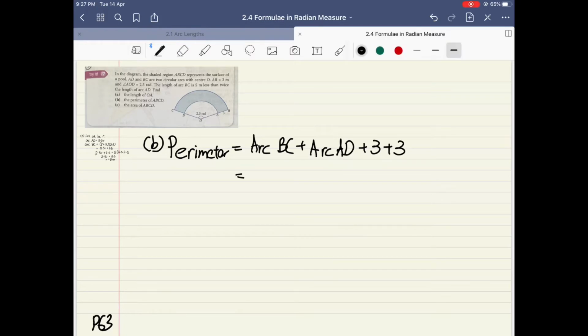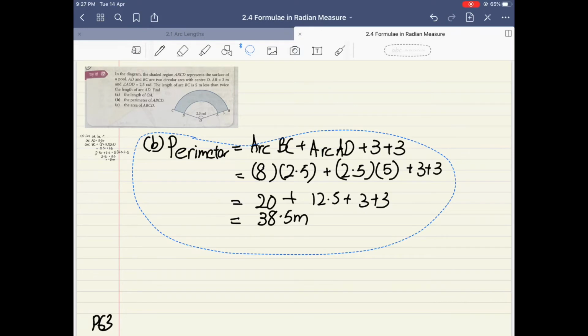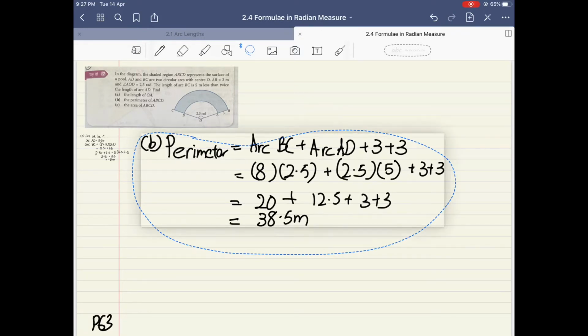The length of arc BC is r times theta. In this case it is 5 plus 3, which should be 8. So what we should have is 8 times 2.5 plus the length of the arc AD. AD should be 2.5, r times theta. The radius here in this case is 5. And we don't forget to add 3 and add 3 down here. So what we get is 20 plus 12.5 plus 3 plus 3. So the perimeter of ABCD is 38.5 meters.